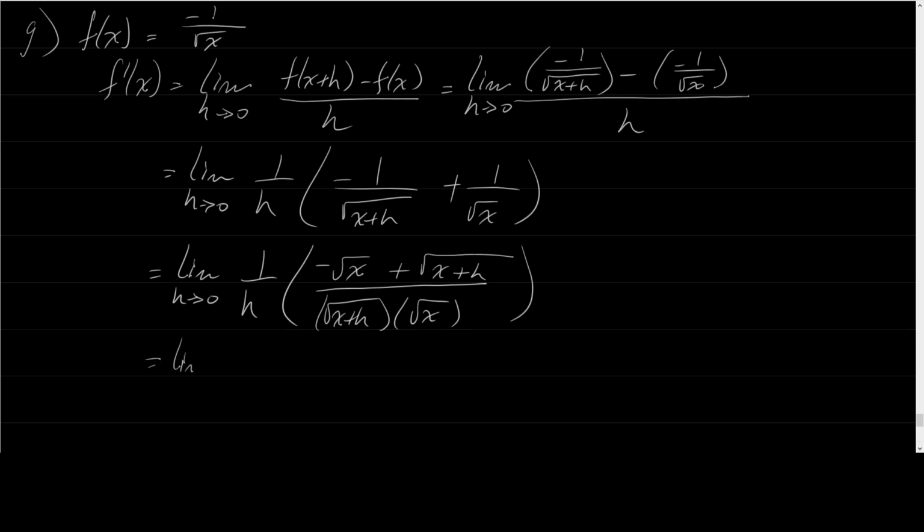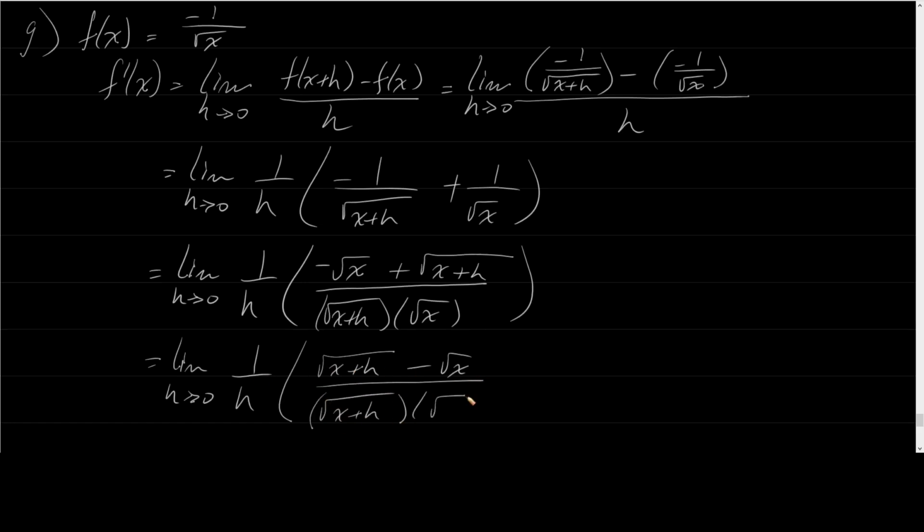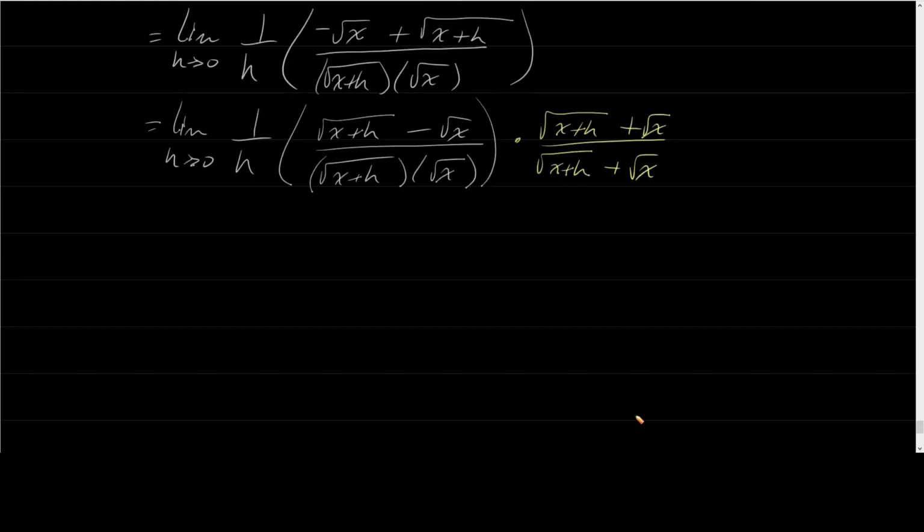So I'm going to rewrite this as the limit as h goes to 0 of 1 over h times the square root of x plus h minus the square root of x, all of this over radical x plus h times radical x. So in here, that's what I'm going to multiply by the conjugate. So the conjugate is going to be radical x plus h plus radical x over radical x plus h plus radical x. And now, well, we know that the product of conjugates gives us the difference of squares.